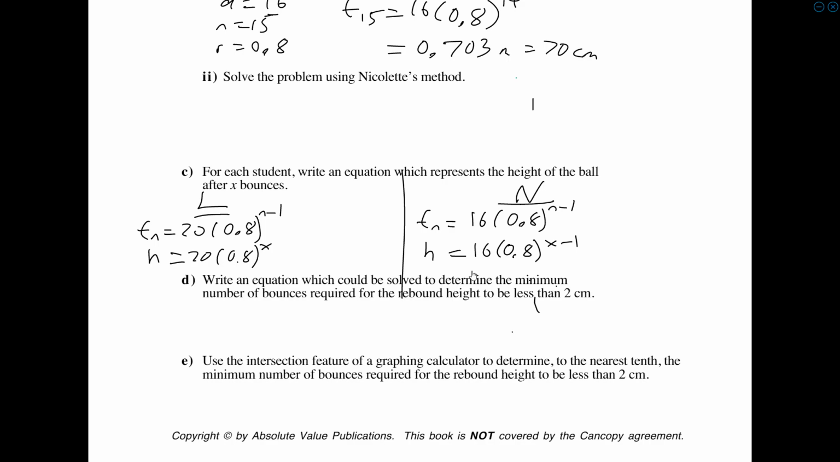So let's go back up here. Let's think about our equation that would be solved after how many bounces to get to 2 centimeters. Now just notice there's a bit of a trick. We've changed units, centimeters. So what's 2 centimeters in terms of meters? Right. So 0.02 is equal to, now what should we do to find how many bounces? 20 times 0.8 to the power of x.